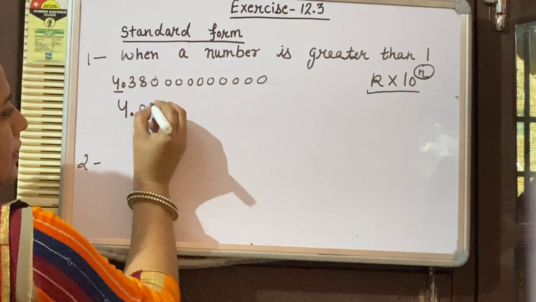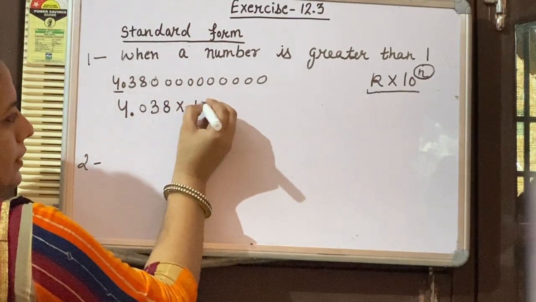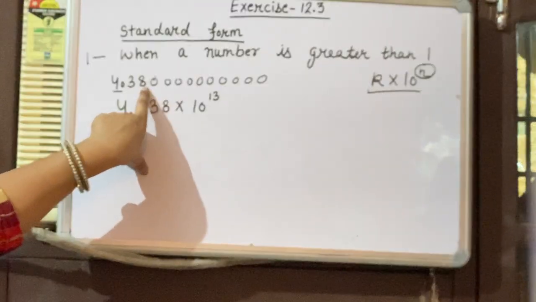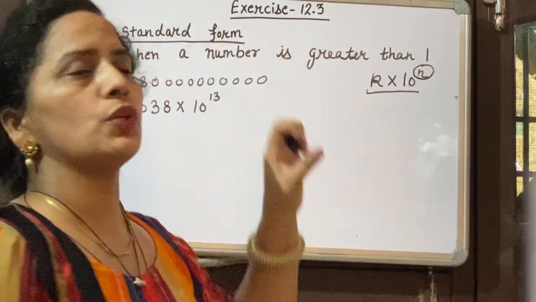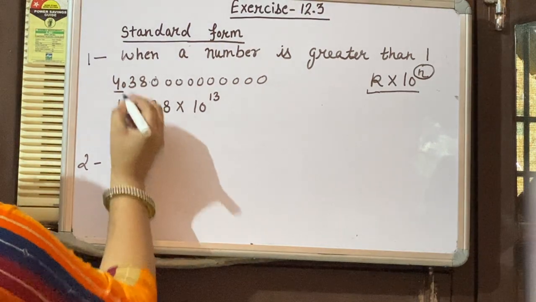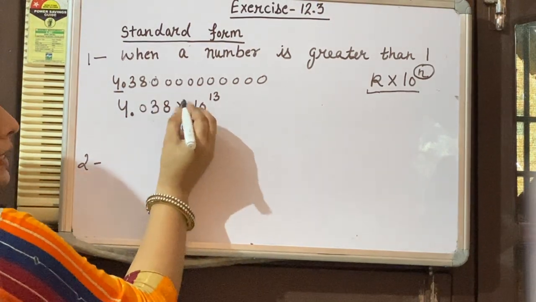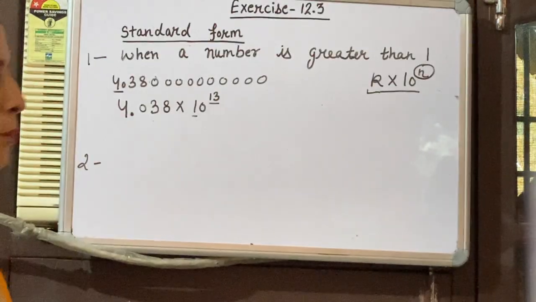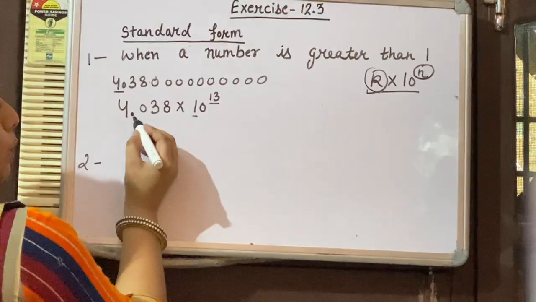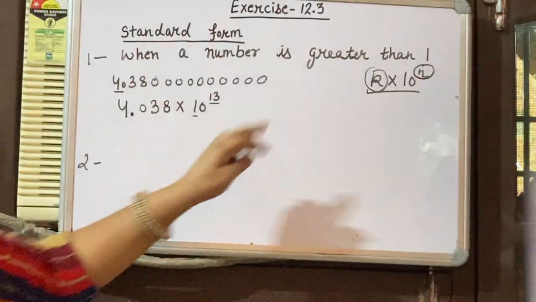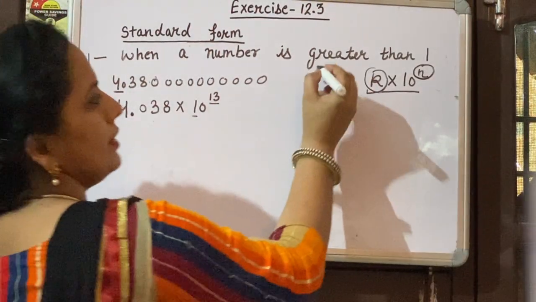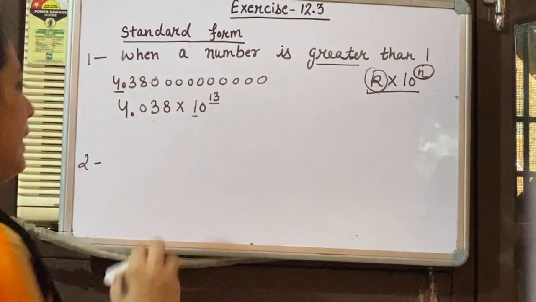So we will write here 10 raised to power 13. We have to write the non-zero digits, but zero digits को हम इसके अंदर नहीं लिखेंगे. So our final answer will be 4.038 multiplied by 10 raised to power 13. So here, if we compare this number, k is 4.038 multiplied by 10 raised to power n, and n must be in a positive form when a number is greater than 1.